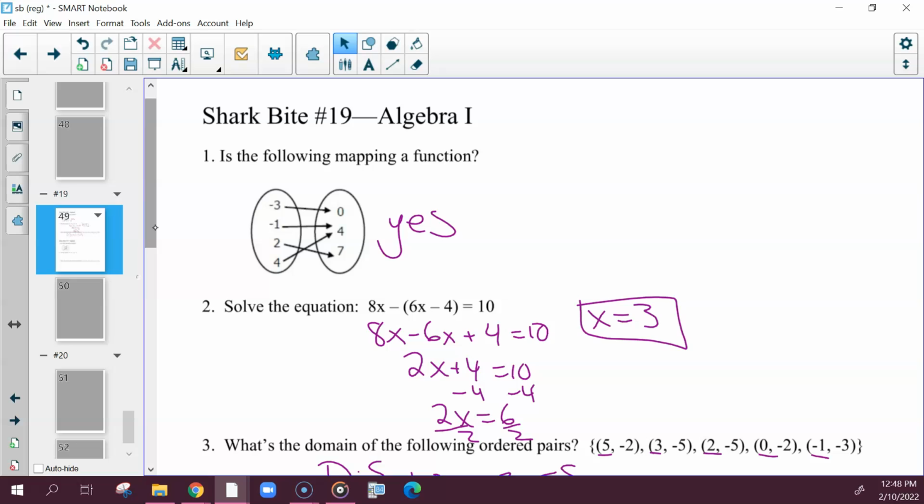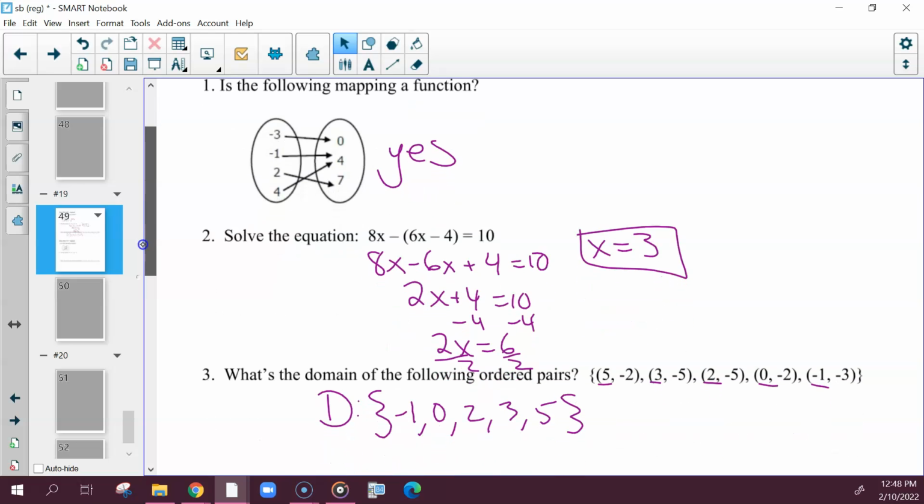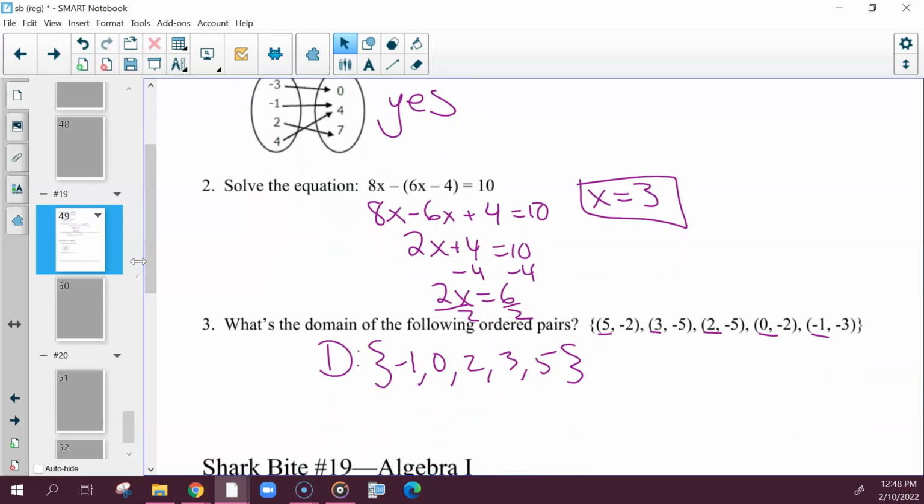For number 3, it asks about the domain of these ordered pairs. Remember, your domain is your x value, so you're looking for all of your x values. You need to write them least to greatest without any repeats. I don't think there were repeats in this one anyway, but -1, 0, 2, 3, 5 was your domain. Do we have any questions on those 3?